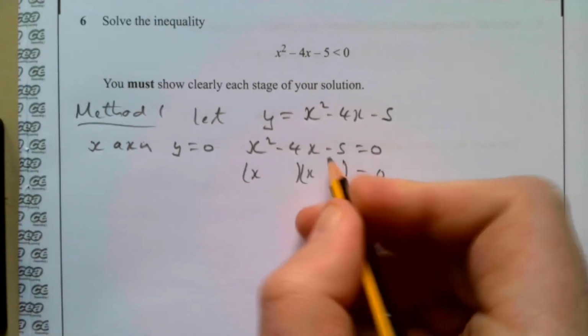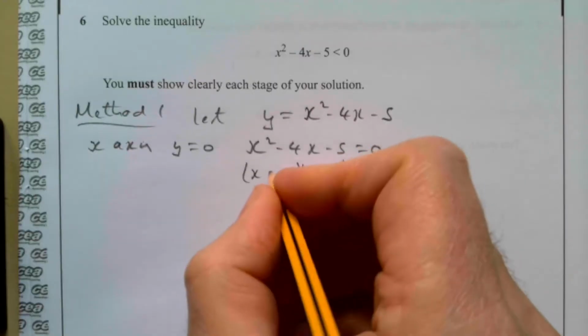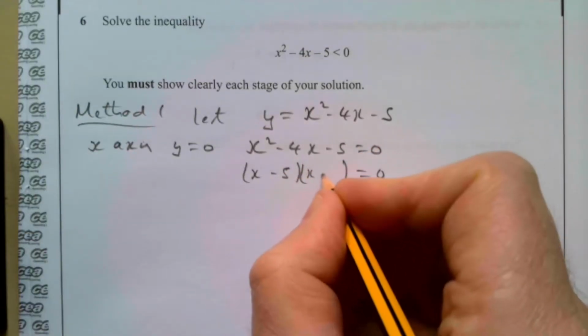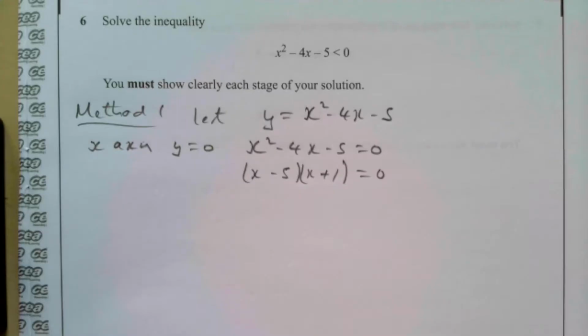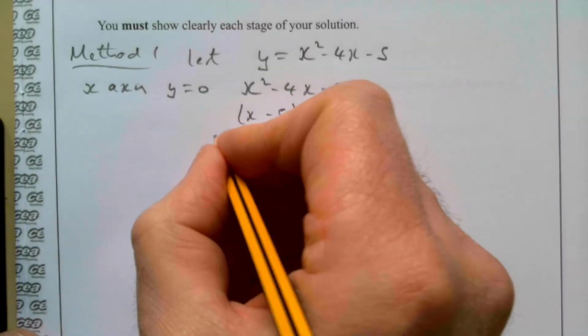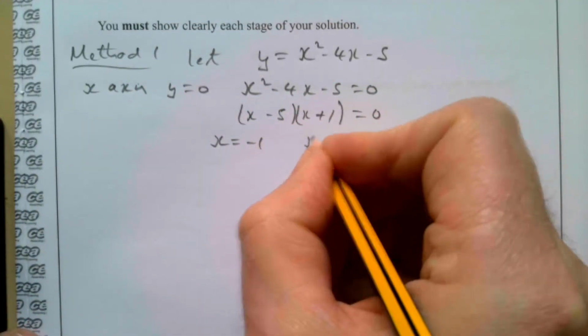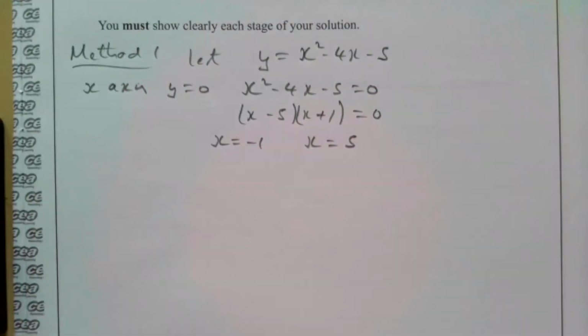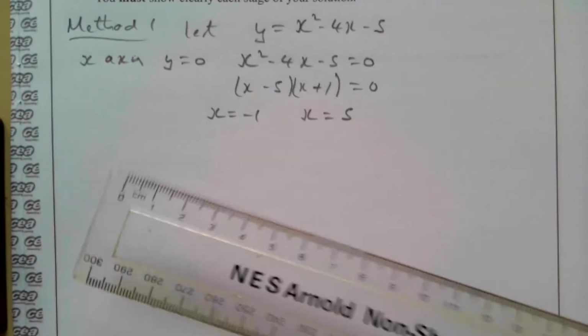And then I need two numbers that multiply to get minus 5 and add to get minus 4. That's going to be minus 5 and plus 1. That gives me then x is minus 1, or x is 5. And that's enough then to draw enough of the graph that I need.